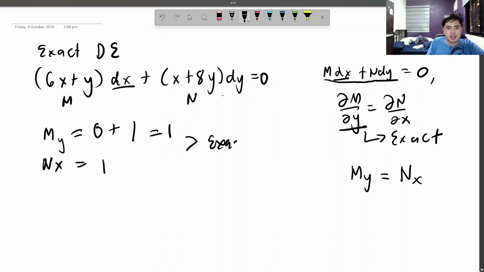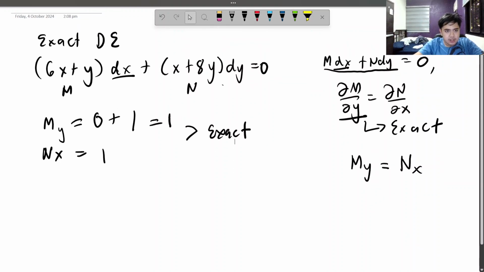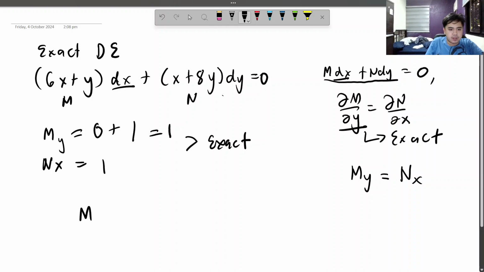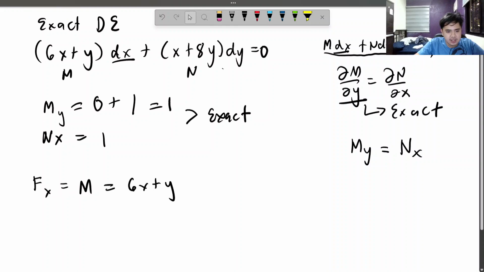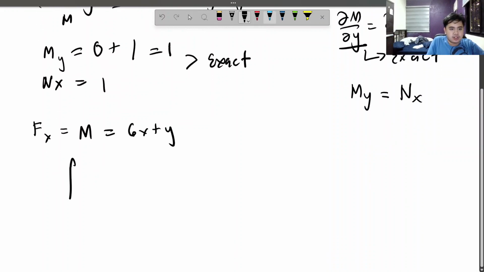This means we have an exact situation on our hands, and we need to use the method of exactness in order to solve this. How do we do that exactly? Well, we know M is 6x + y. But we also know M is f_x, the partial of some function f with respect to x. Again, that's why there's the x in there. So if we integrate f_x with respect to x, we also need to integrate the other side.